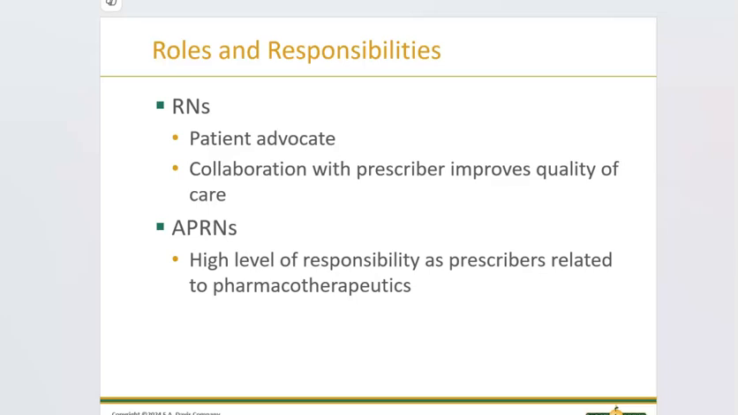As an APRN, then you are going to have a more in-depth knowledge of pharmacotherapeutics to understand what drugs you give and why you give them.